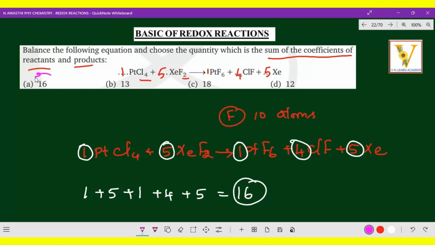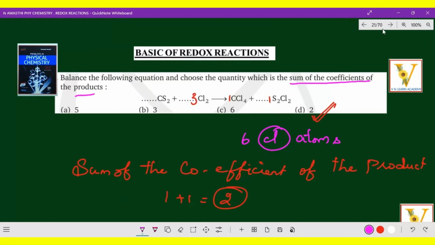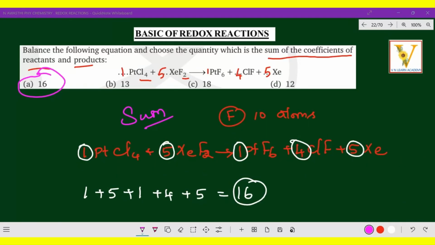I hope you got the clarity. Suppose they ask this kind of question, the sum of the coefficients of reactants and products, you better check the balanced equation. They are asking only for the stoichiometric coefficients. I hope you got the clarity of both questions. Come on, let's go to the next question.